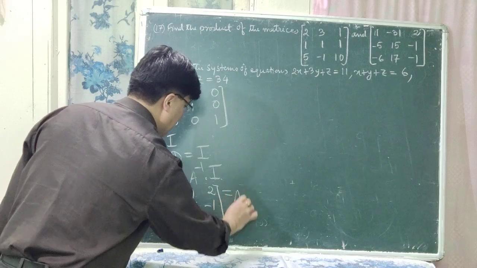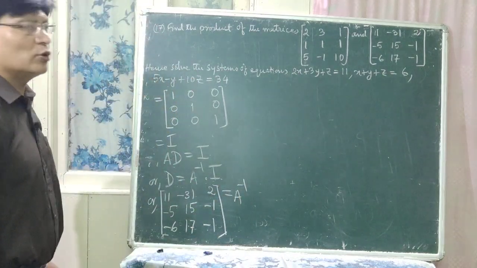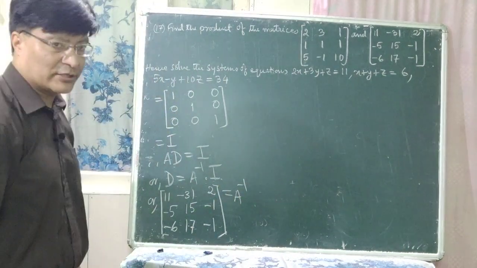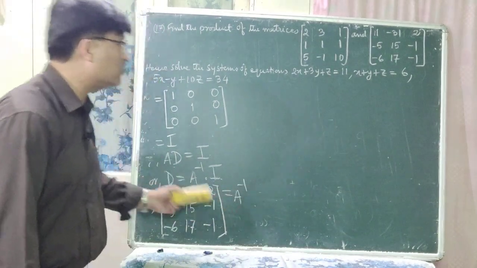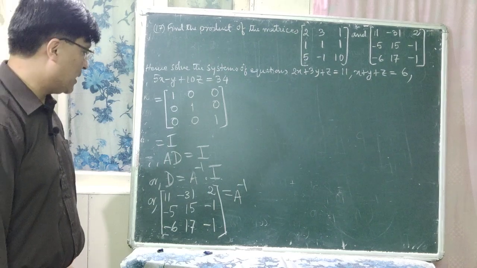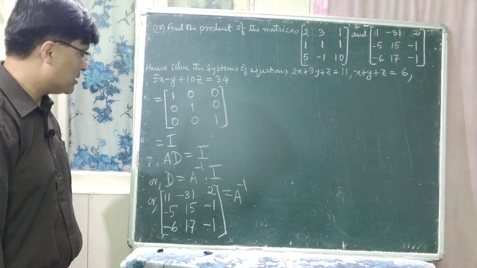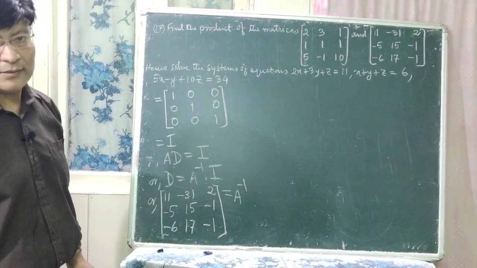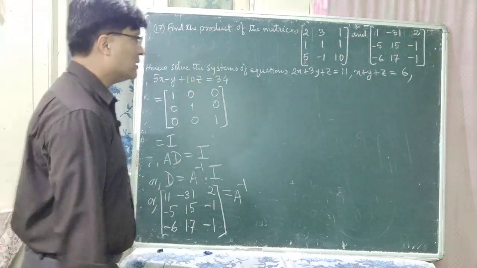Then it is A inverse. So we have got A inverse. So what is A inverse equal to? This is the matrix D: 11 minus 31, 2, minus 5, 15, minus 1, and minus 6, 17, minus 1. Is that clear? So we have got A inverse.